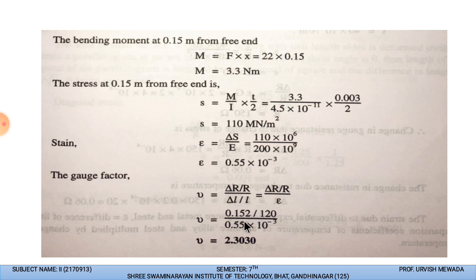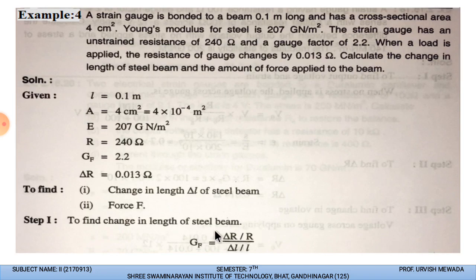The resistance change after applying the stress is 0.152, and the original resistance is 120 ohm, divided by the strain that we get from this, 0.55 into 10 raised to minus 3. After solving this, we will get the gauge factor, or Poisson's ratio, as 2.3030. So let us solve another example related to this.